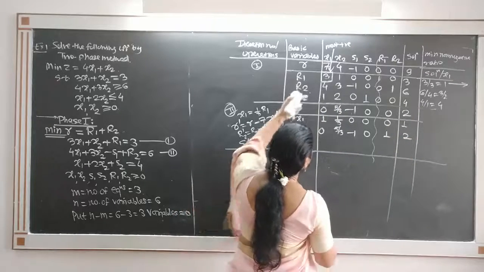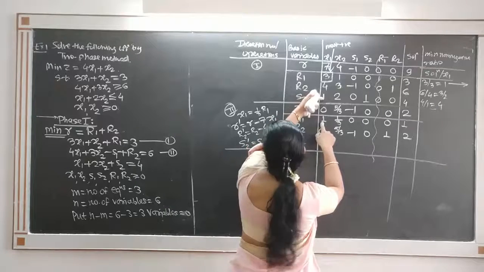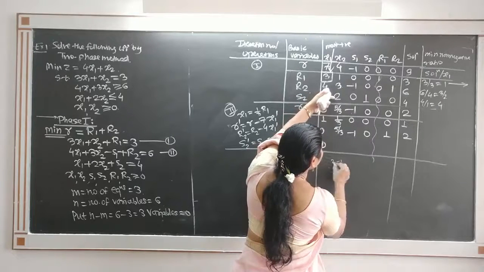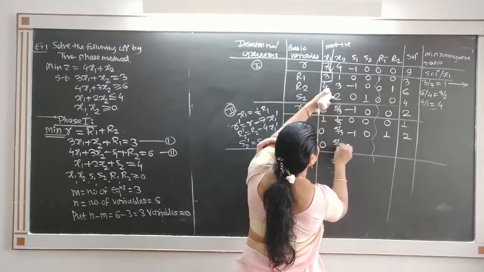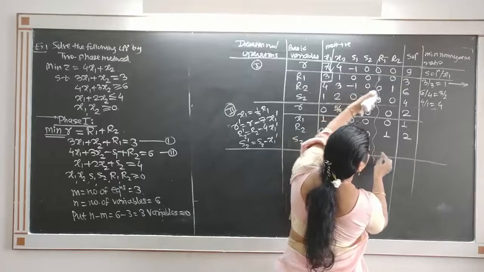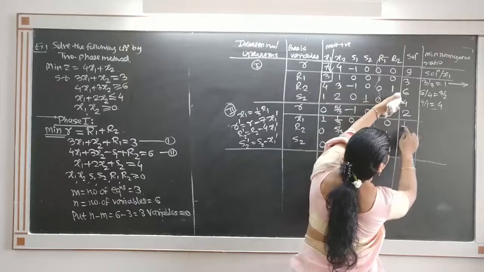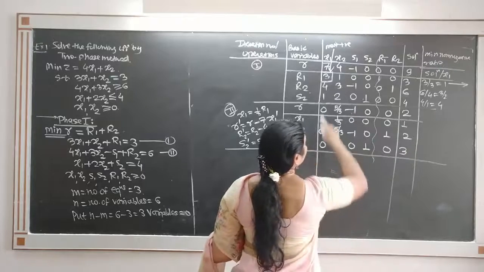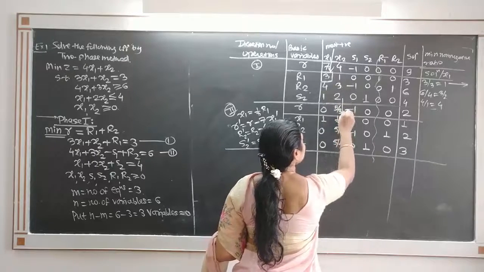S2 minus x1 dash. So this minus x1 dash: 1 minus 1 is 0, 2 minus 1 by 3 is 5 by 3, 6 minus 1, 5 by 3, 0 minus 0, 1 minus 0, 0 minus 0, and 4 minus 1, that is 3.